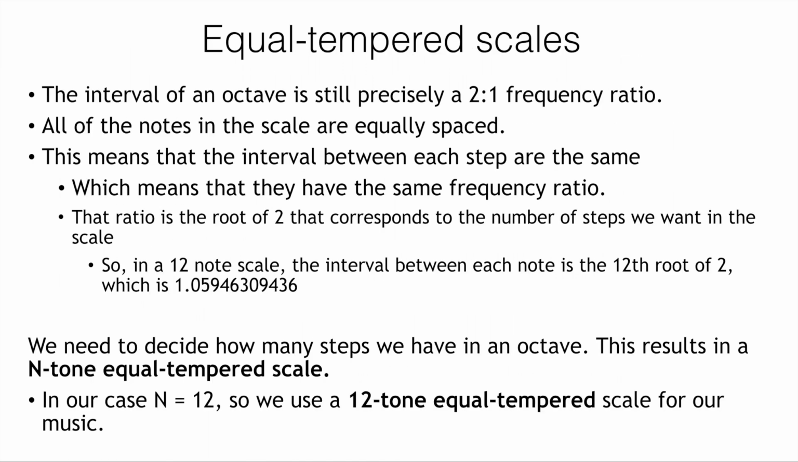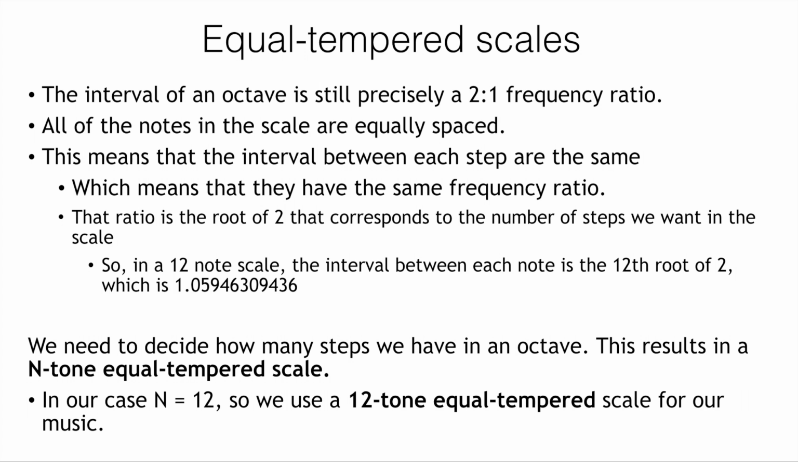So 12-tone equal temperament is an example of an equal-tempered scale. In any equal-tempered scale, we still define the octave as a precise 2-to-1 frequency ratio, and then we have all the notes in the scale equally spaced. This means that the interval between each step of an equal-tempered scale will be the same, hence the equal in the equal-tempered scale. So what that means is each semitone, each step of the scale, has the same frequency ratio.